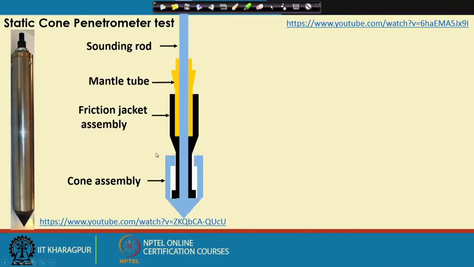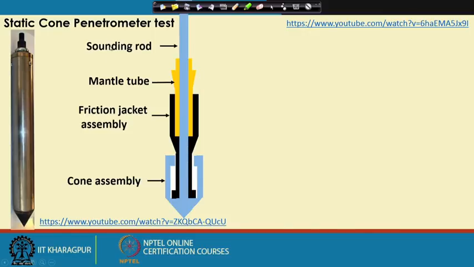The difference between the SPT and the cone penetration test is that in the SPT we can collect the soil sample, but in the cone penetration test, whether static or dynamic, we cannot collect the soil sample. Another difference between the SPT and the dynamic cone penetration test is that in the SPT a borehole is required, but in the dynamic cone penetration test, or any cone penetration test, a borehole is not required.